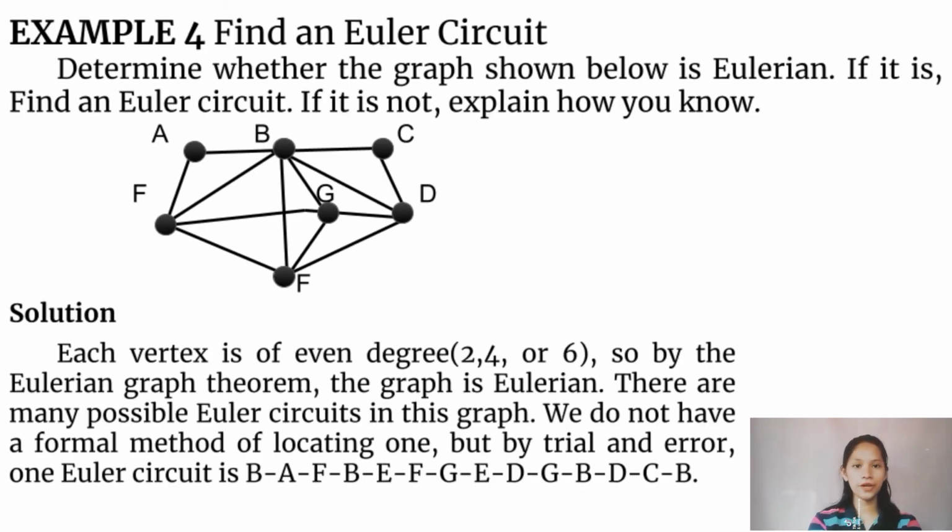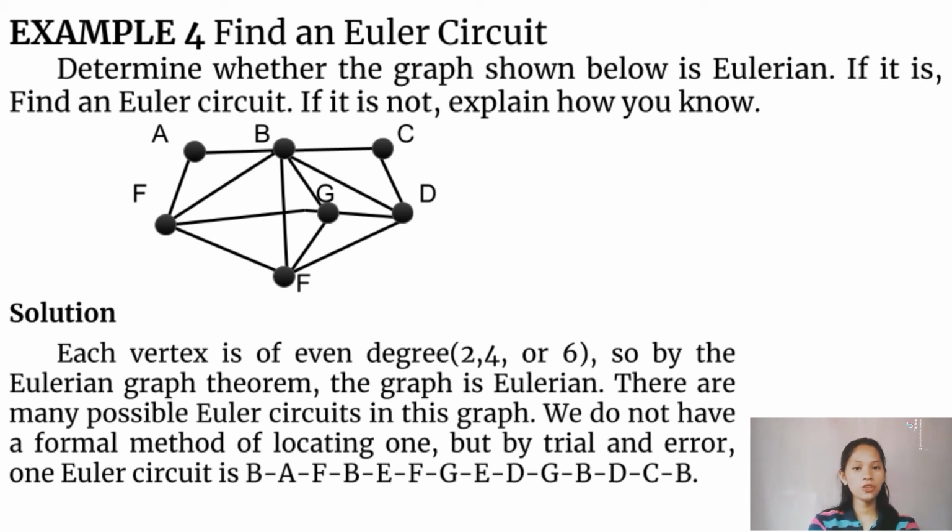Example number 4. Find an Euler circuit. Determine whether the graph shown below is Eulerian. If it is, find an Euler circuit. If it is not, explain how you know. We shall verify that the given path is an Euler circuit: start at vertex B and trace along the edges of the graph following the vertices in order. Make sure you trace over each edge once but not twice.